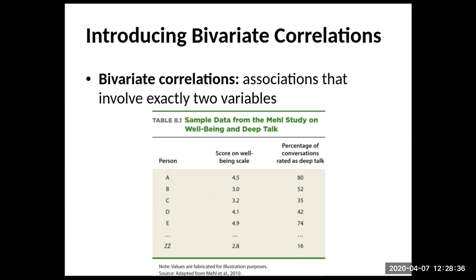Person A had a 4.5 well-being, and 80% of person A's conversations were rated as deep talk. Person E had a 4.9, and 74% were rated as deep talk. What about somebody that had a lower one? Well, person double Z rated the score on their well-being scale of a 2.8, which is the lowest one on this list, and they have the lowest percentage of deep talk, 16%. So you can see that there's an association there. Person D had a 4.1 and had about 42%. Person B, a little off, 3.0, but had 52% of deep talk conversations.